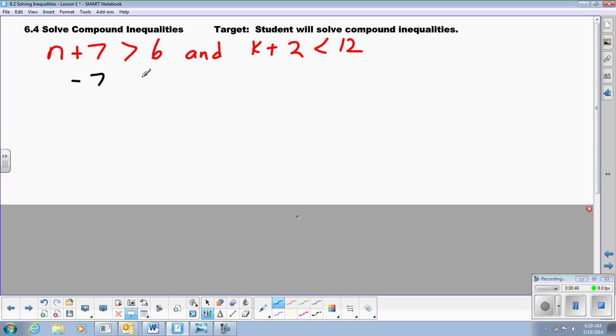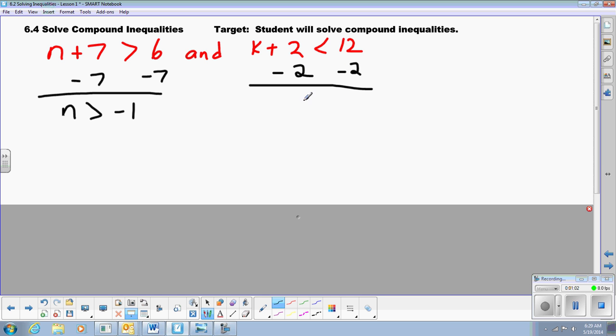Subtract 7. And when I subtract 7, I have left that n is greater than -1. And now I'm going to go over to the right inequality, and I'm going to subtract 2 on both sides. And then I say that k is less than 10. Now I have solved both of these, and you have to remember that this is an and. And once I solve a compound inequality, we will make a number line.